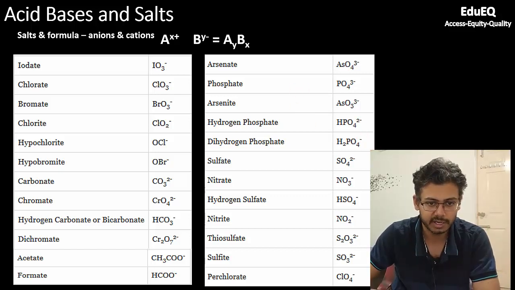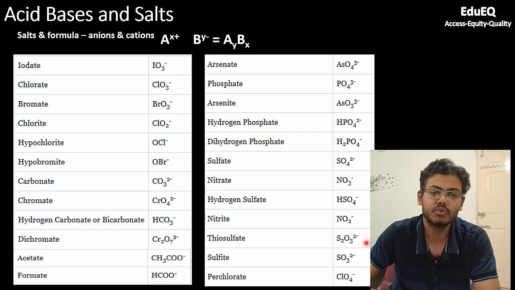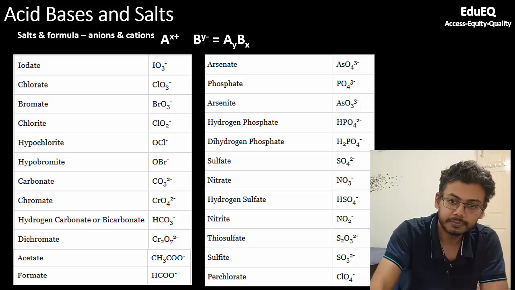Sulfate is SO4 2 minus, nitrate -1, hydrogen sulfate is HSO4 minus, nitrite NO2 minus, thiosulfate S2O3 2 minus, sulfite is SO3 2 minus, and perchlorate is ClO4 minus.